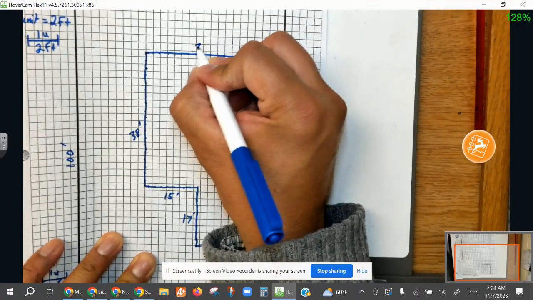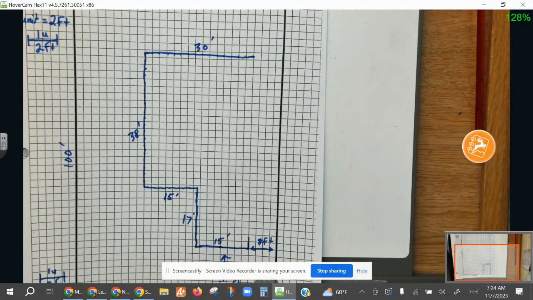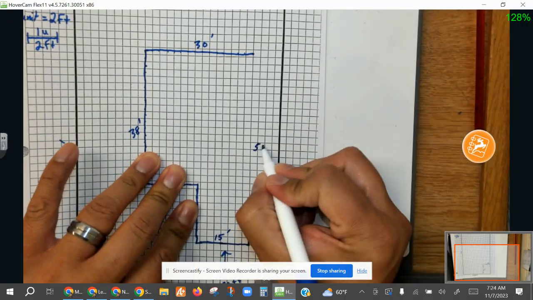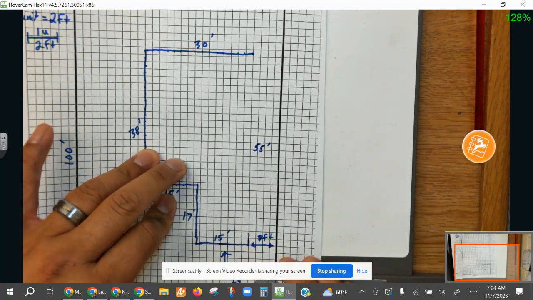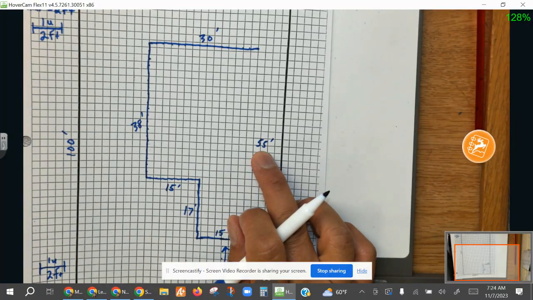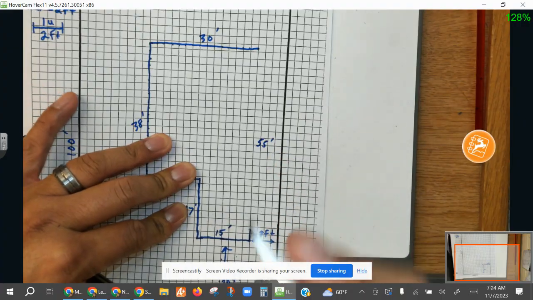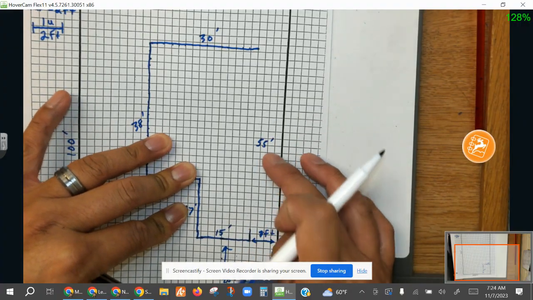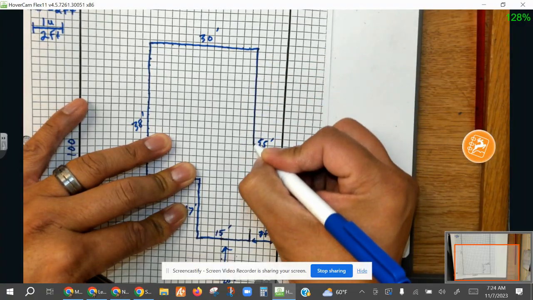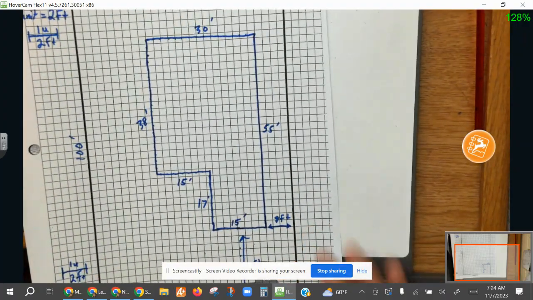This is 30 feet, and then the side would obviously connect all the way there, which should be 55 feet. How many squares should that be? So we take half of 55, and that would be 22 and a half. Oh, I'm sorry, 27 and a half squares. So this is 27 and a half squares, trust me. And there you go. So this is the actual shape of the house.